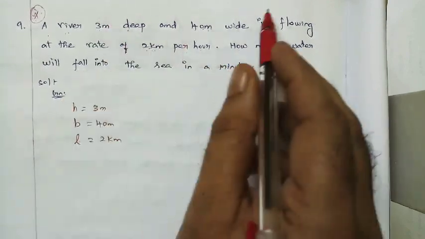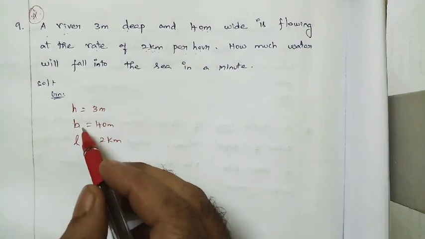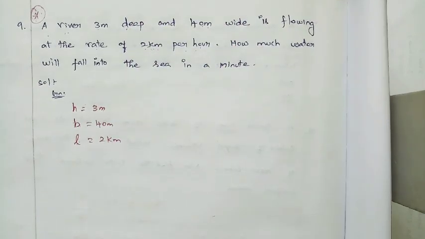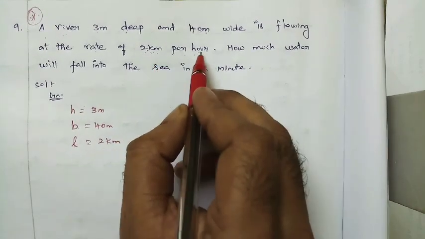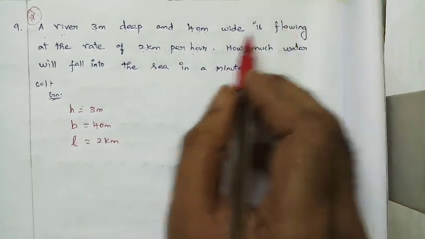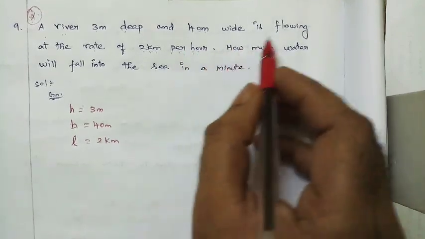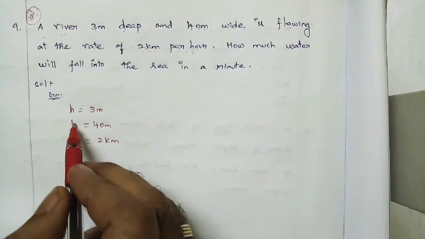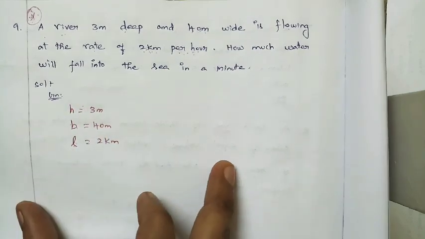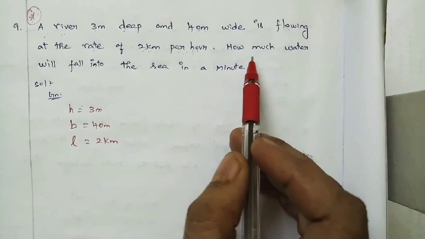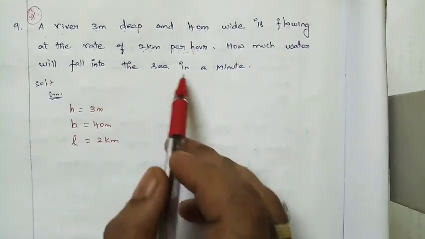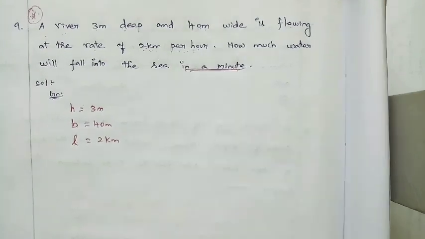So what is the shape of the river? Length, breadth, height, so it is a cuboidal shape. So the volume of water flowing for 1 hour is just length into breadth into height. But what are they asking? They ask you to find how much water will fall into the sea in a minute. They ask you to find for 1 minute.